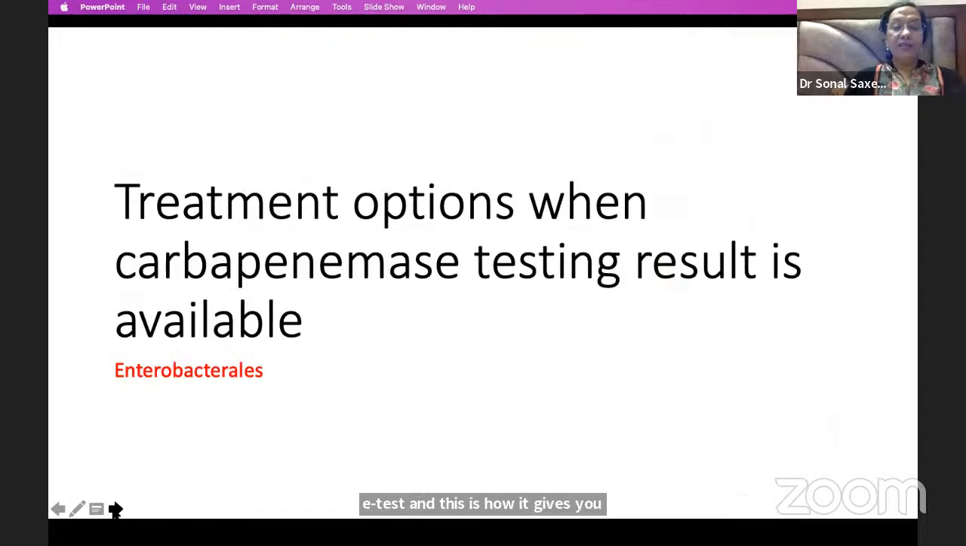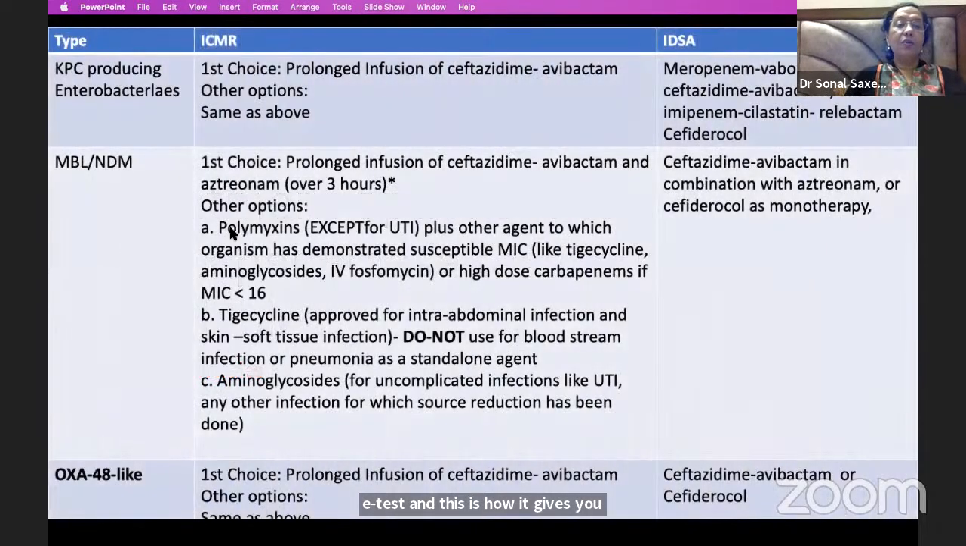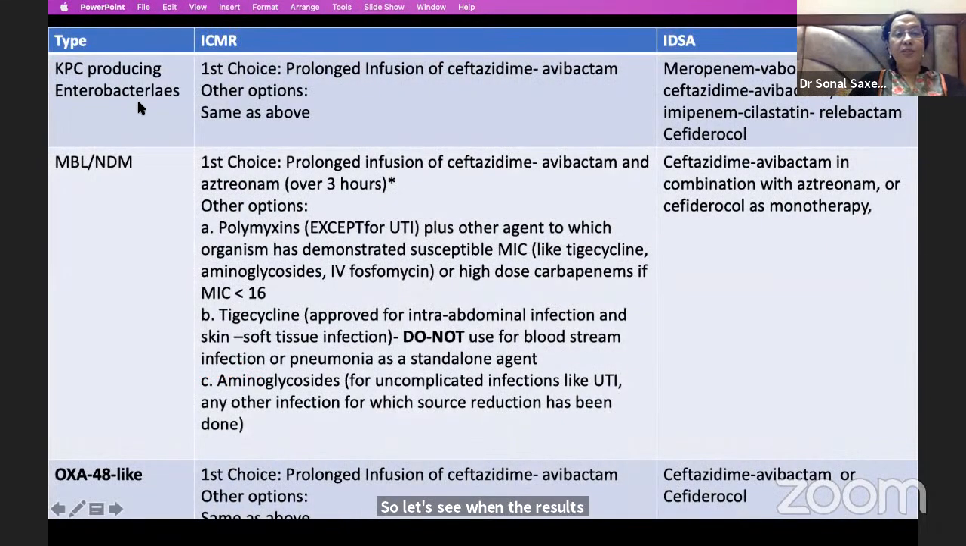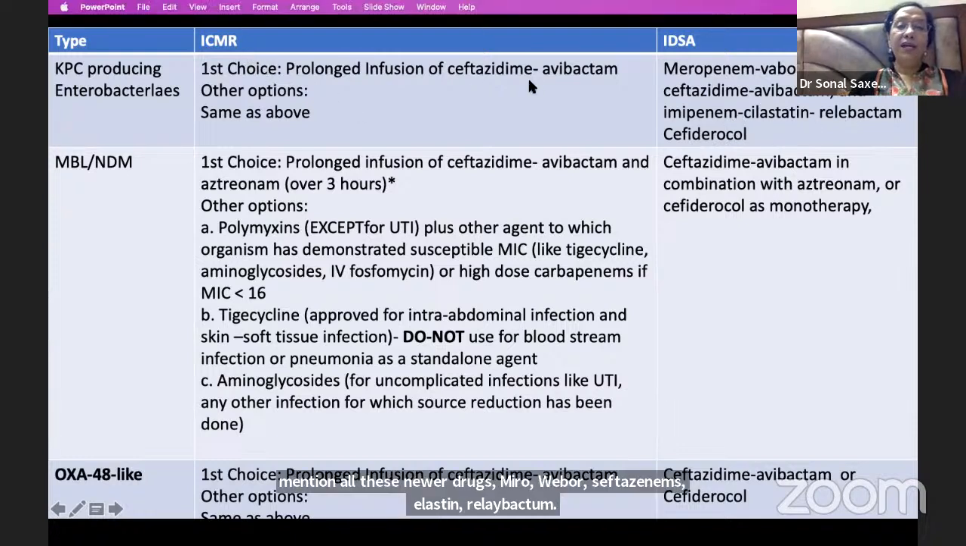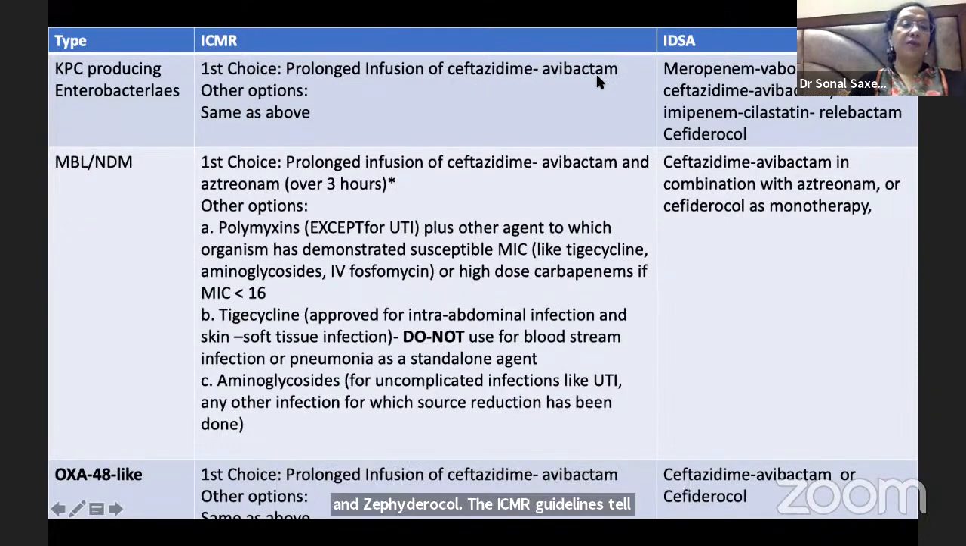So let's see what to do when the results are not available. For KPC producing Enterobacterales, the first choice is prolonged infusion of ceftazidime-avibactam, and any of these. Now these are the IDSA 24 guidelines which mention all these newer drugs: meropenem-vaborbactam, ceftazidime-avibactam, imipenem-cilastatin-relebactam, and cefiderocol. The ICMR guidelines tell you only about ceftazidime-avibactam.